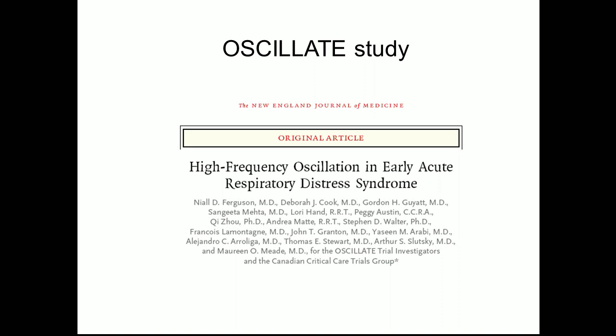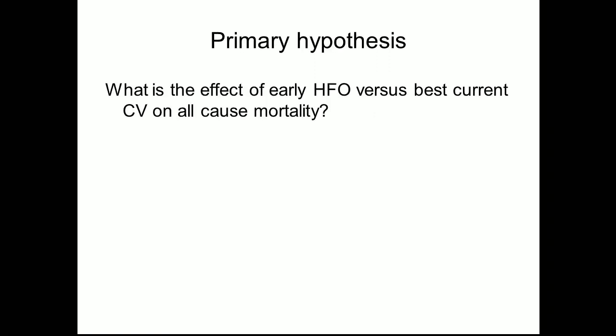Then we have the Canadian trial. That's the OSCILLATE trial. And they started off from a slightly different premise, that they had a scientific question for which they got funding. And their scientific question was, what is the effect of early HFOV versus best current clinical practice? Two big differences there in that they used centers that were already using oscillators, so they did not have to spend money on buying or leasing new oscillators. And they were able to have one research nurse dedicated to monitoring compliance with 6 mils per kg.